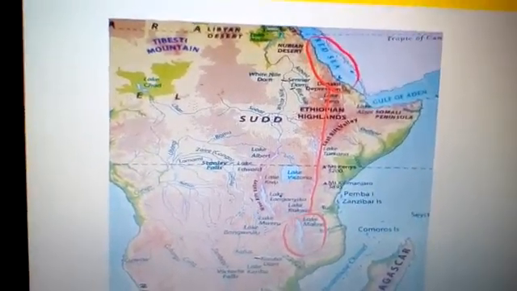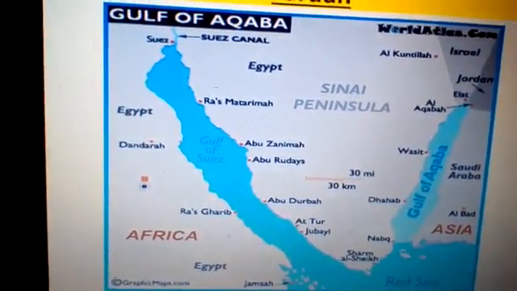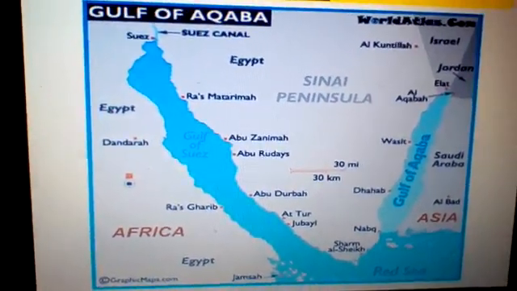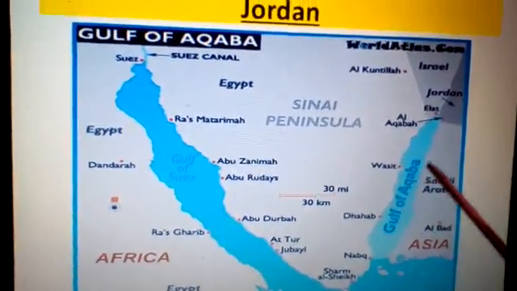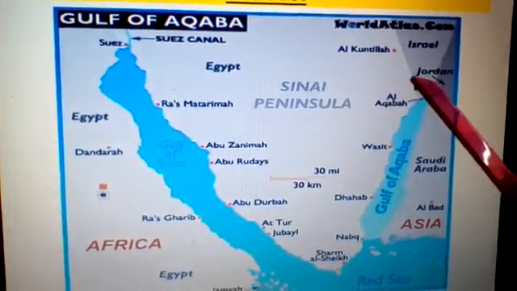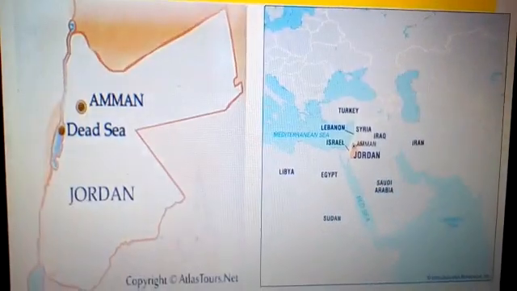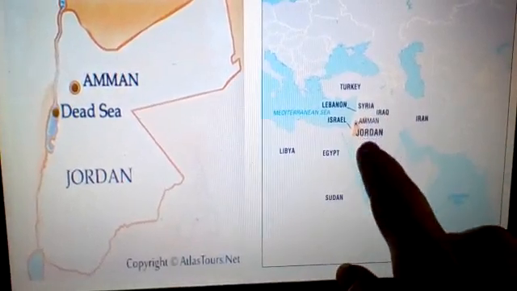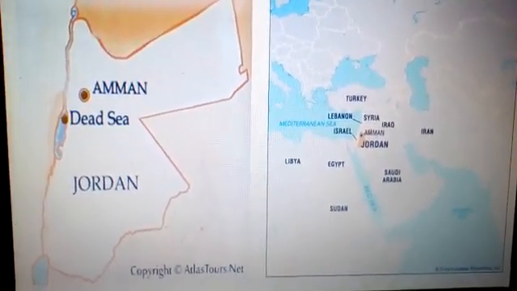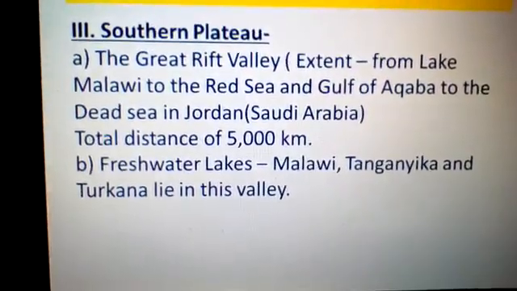or the narrow valley formed as a result of the vertical cracks. Moving ahead with the extent, we understand that it extends from Lake Malawi to the Red Sea and the Gulf of Aqaba to the Dead Sea in Jordan. So you see the Gulf of Aqaba here, it extends to the Dead Sea in Jordan out here. Now, this is a very close-up map of Aqaba, but here you can easily understand the extent after you reach the Red Sea. Where is Jordan and where is your Gulf of Aqaba? And the Dead Sea along with it. I hope the location is very clear with all of you.